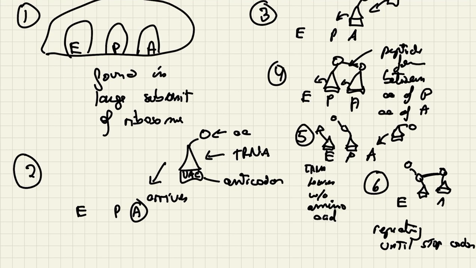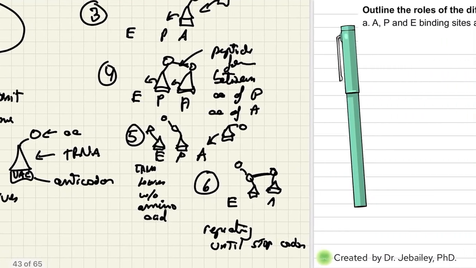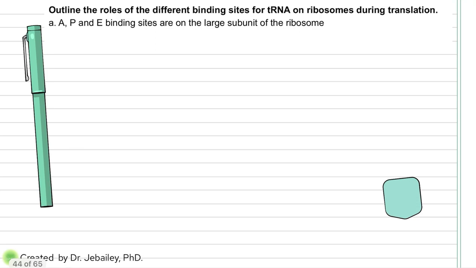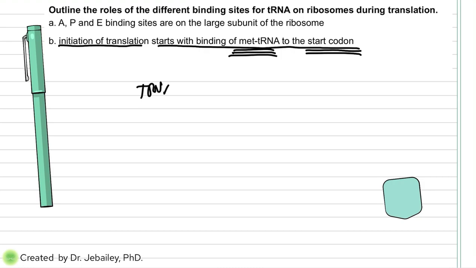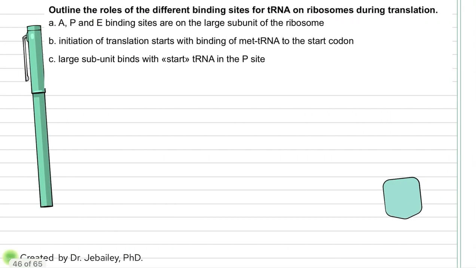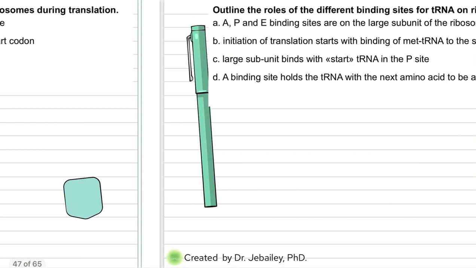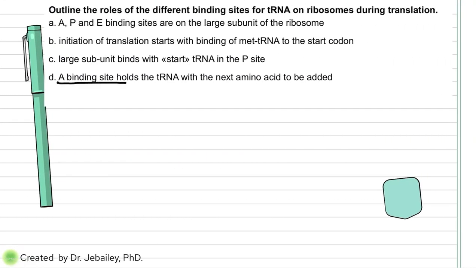So this is just showing the step by step. You can do this and you get the full points. So looking at the mark scheme we have here, you can see A and P binding sites are on the large subunit. Then we have the initiation of translation that starts with the binding at the MET. So I can mention the start codon and how that will bring the first tRNA. If I mention that the first tRNA brings the amino acid known as MET, I can get points. Then here, the large subunit binds with tRNA in the P site. That's the first one. And let's say the A binding site holds the tRNA with the next amino acid.